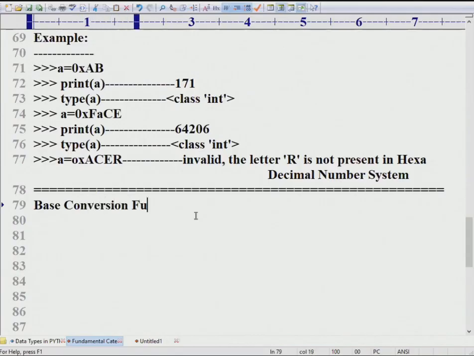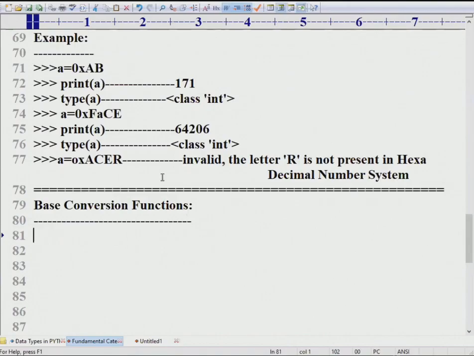Base conversion functions. All the online students must follow me carefully. We completed the int data type. We organized various number systems. We are getting binary, octal, hexa into integer with the int data type. Now we are converting the int value into the original base of hexa, binary and octal.